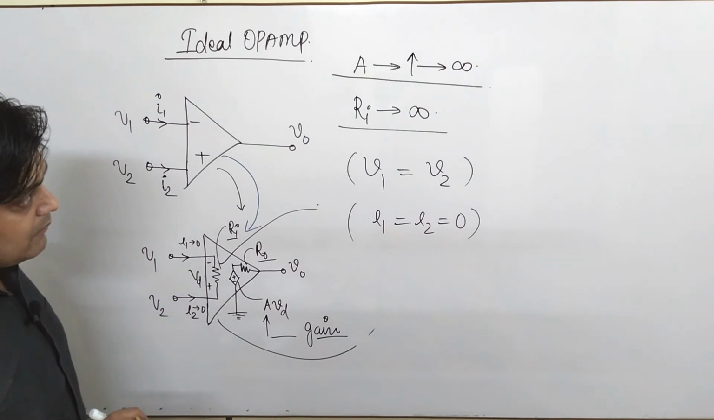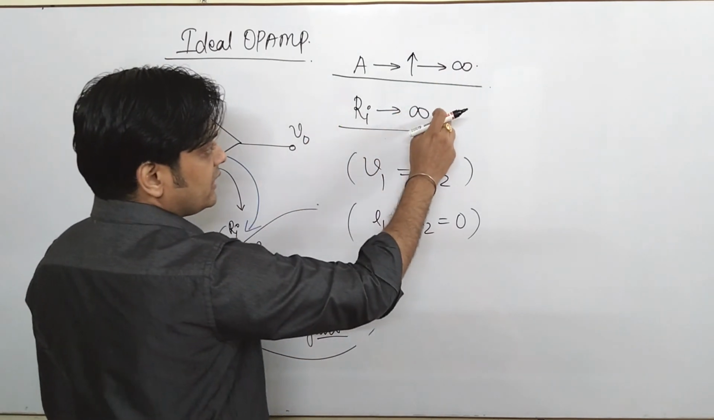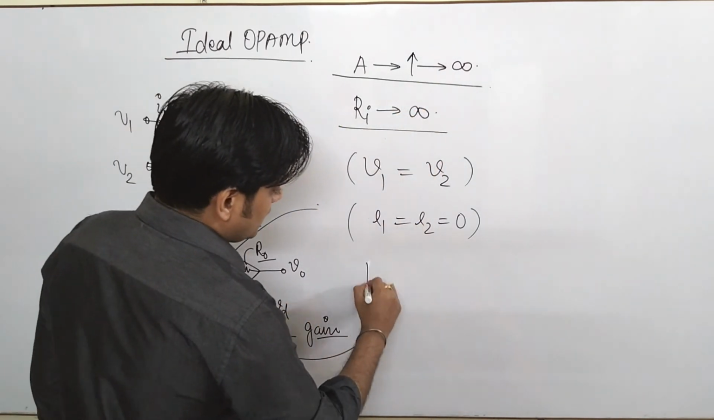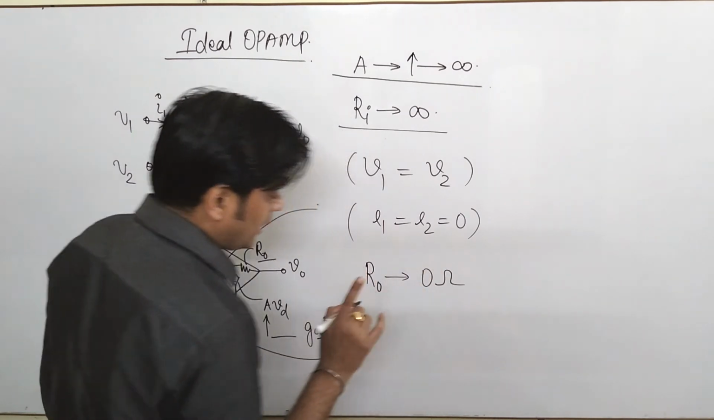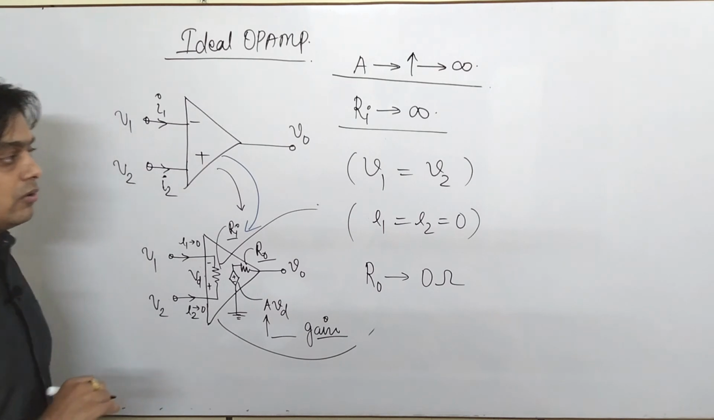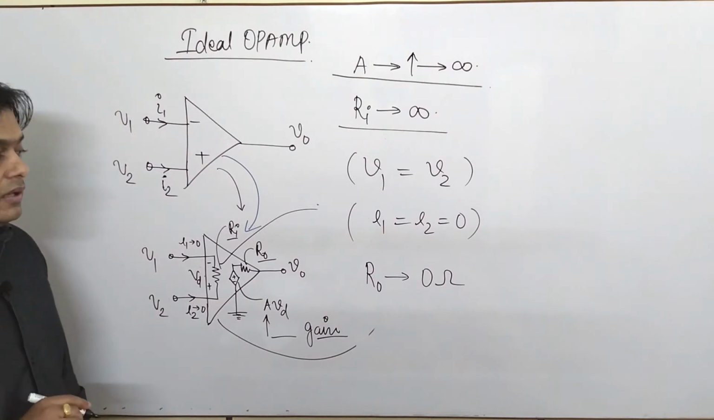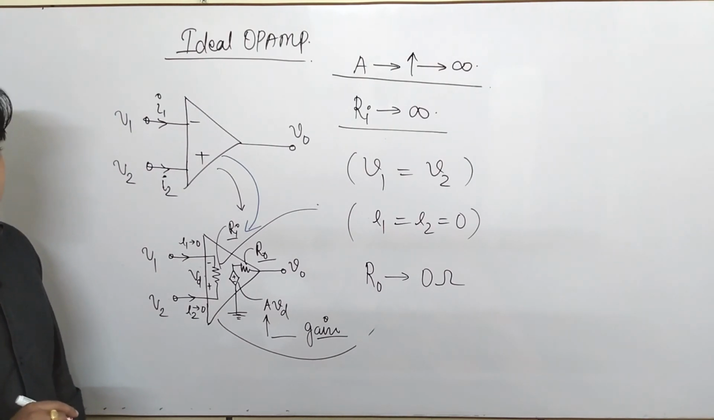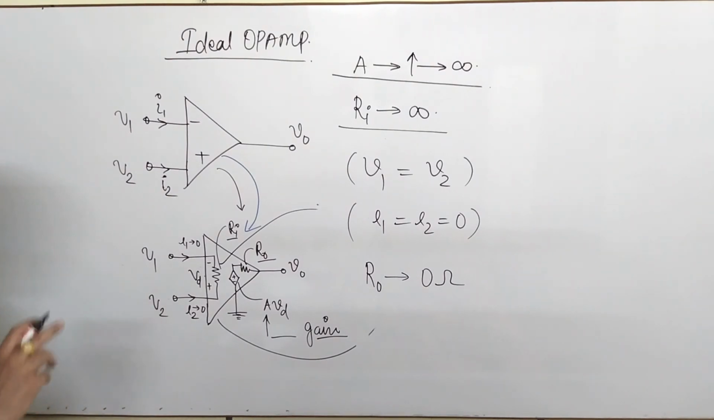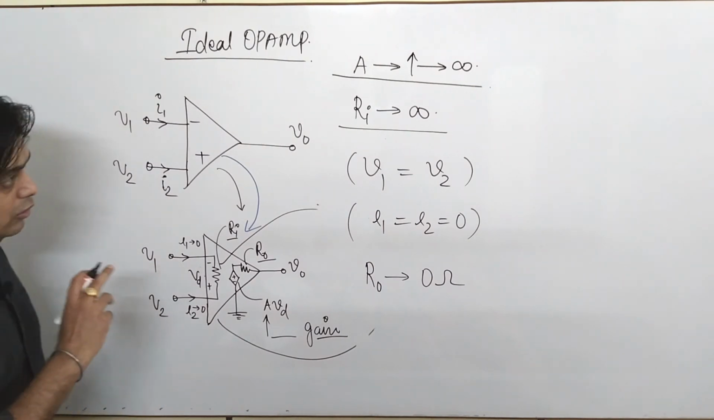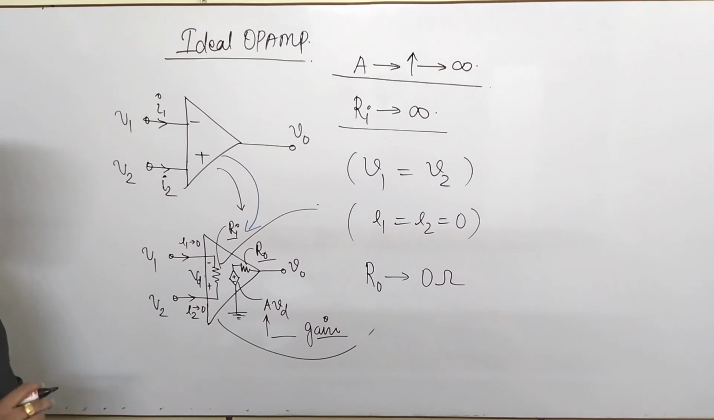In case of an ideal amplifier, as I said, A is infinite, Ri is infinite, and the output resistance is 0 ohm. Right now we are talking only about the ideal condition of an amplifier. Here the output resistance is 0 ohm. So these are the very important aspects of the ideal operational amplifier. This is all about the ideal amplifier.